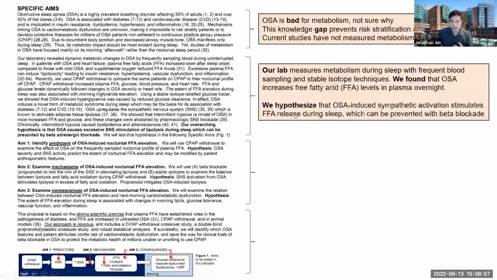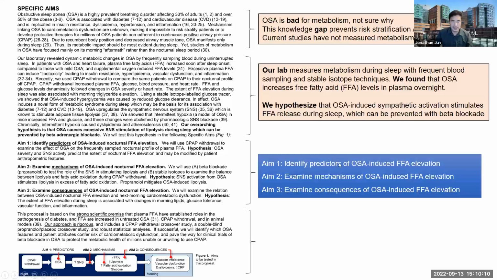Then hypothesis, I was very explicit about that. We hypothesize that sympathetic activation stimulates fatty acid release during sleep. It can be prevented with beta blockade, all right? So that's my hypothesis. Then the aims, okay? Action words, identify, examine, right? So I'm identifying predictors, I'm examining mechanisms, and I'm examining consequences. And it's kind of repetitive, but that's the point. I want it to be parallel and simply understood from that standpoint, right?